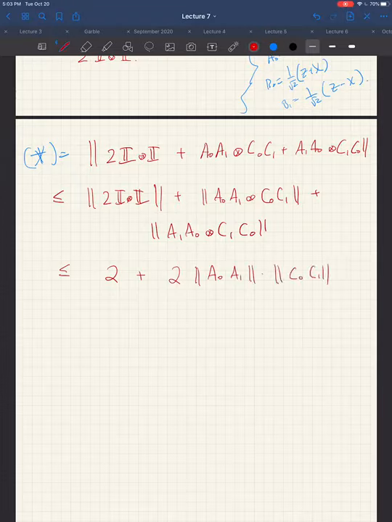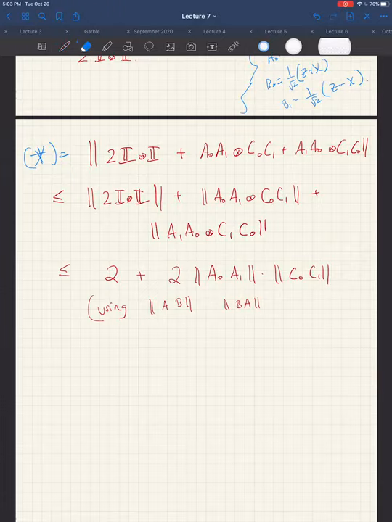Okay. And I've used just a couple facts, for example, if you have the product, it doesn't matter which order you compute them in. Okay. So we're almost done. We just need to start bounding these operator norms.